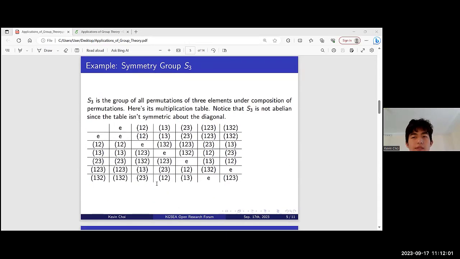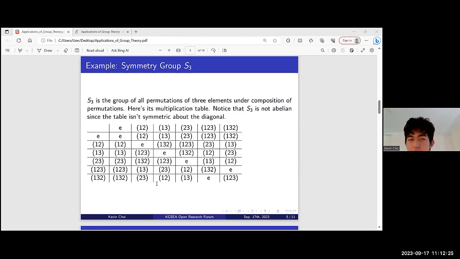And I'd just like to give an example of a symmetry group, which is S3. I just defined S3 as the group of all permutations of three elements under the composition of permutations. So for example, I put the multiplication table and I put that S3 is not an abelian group.